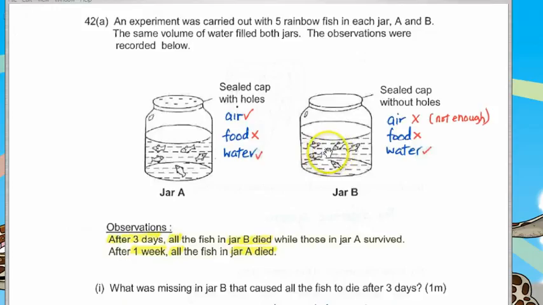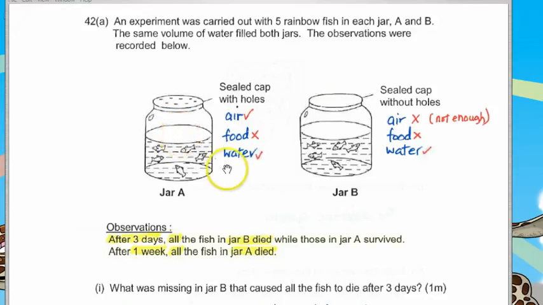Okay, now the fair test is the jar is the same, the number of fish is the same, and even the water level is the same. All right, the thing that they both do not have is food. They do not have food, so therefore it is also a fair test. Okay, this has air and this has air.